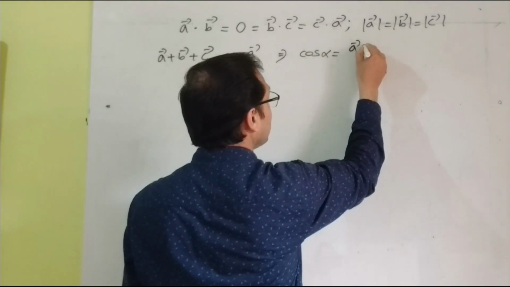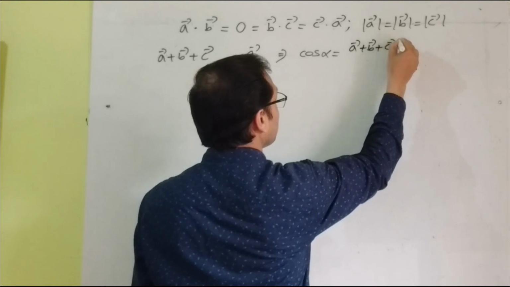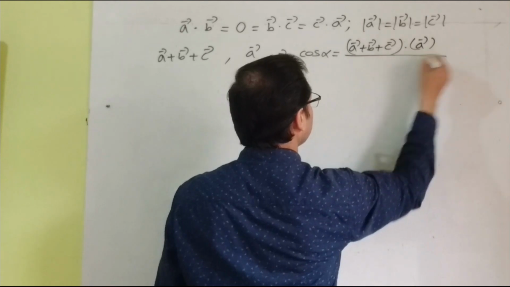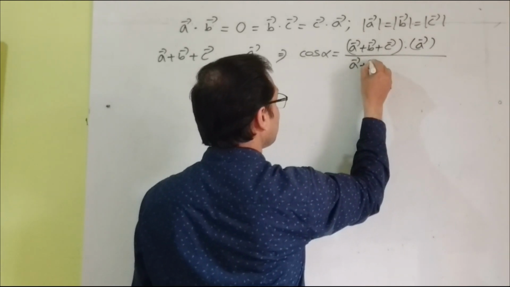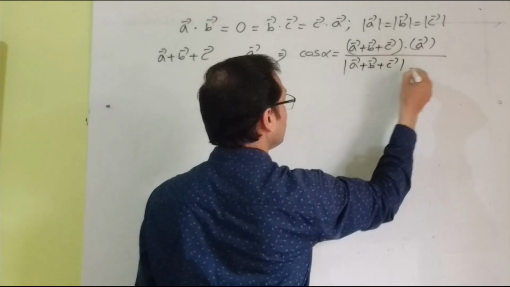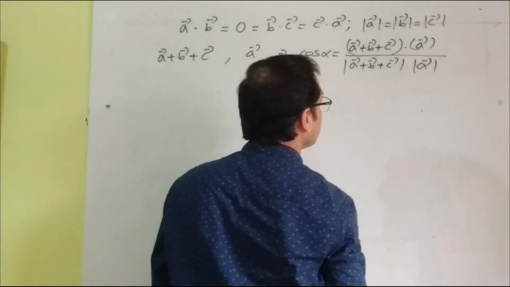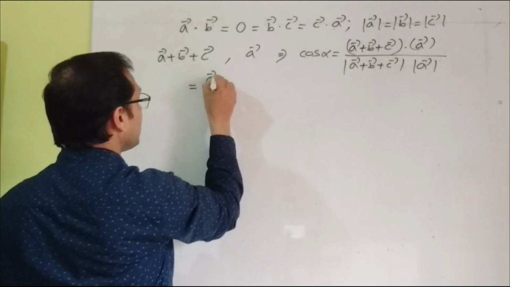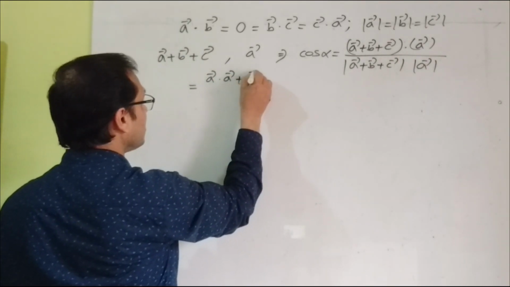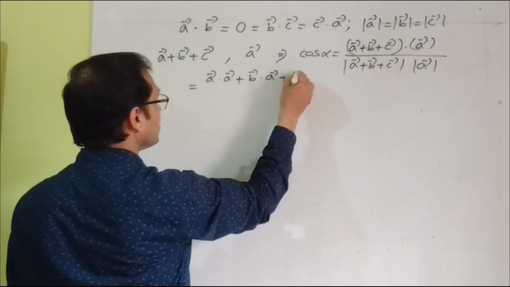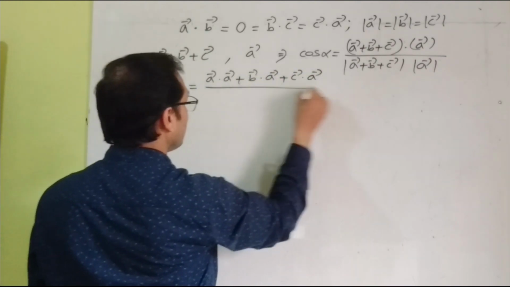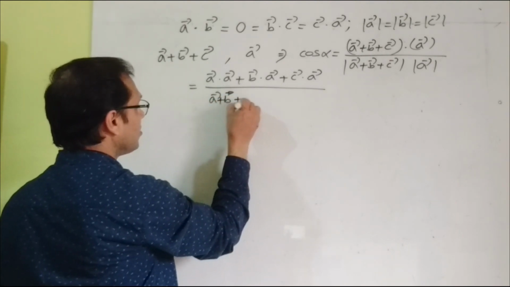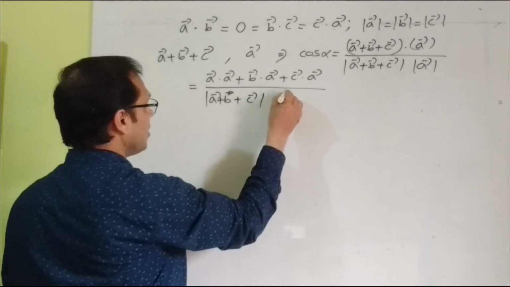That is a vector plus b vector plus c vector dot a vector divided by their magnitudes. That is a vector plus b vector plus c vector magnitude into a vector magnitude. Now take the dot product, the scalar product. That is a dot a plus b dot a plus c dot a upon a vector plus b vector plus c vector magnitude into a vector magnitude.